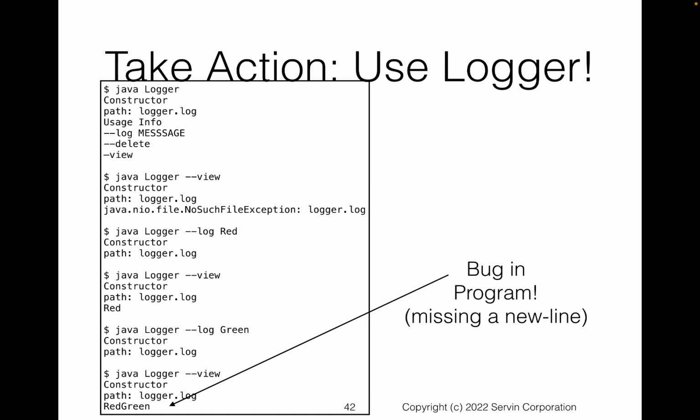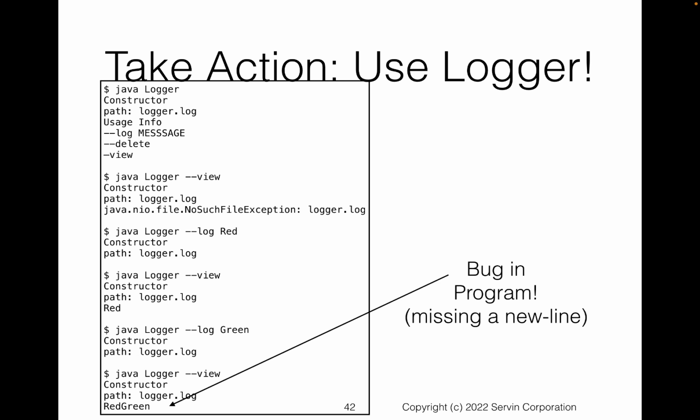And notice the first time we do it, hey, we catch this exception, java.nio.file.NoSuchFileException, logger.log, which makes sense because right now we haven't yet written to that file using this program. So then we say java Logger --log red, and we put that in there, and then we do a java Logger --view, and sure enough we see the red in there.